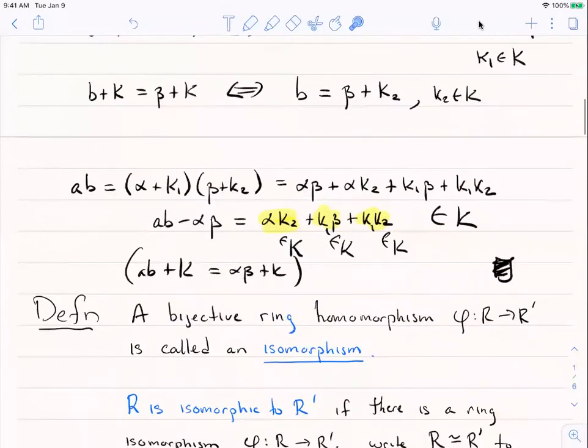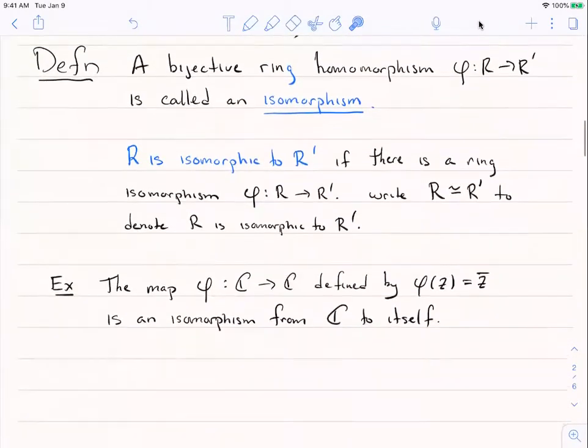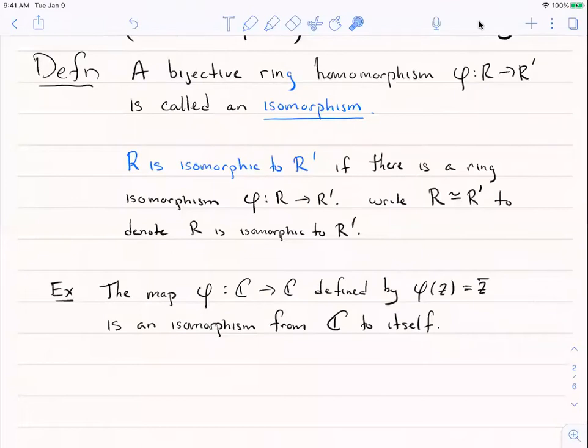Here's a little bit more terminology. It should seem pretty familiar. A bijective ring homomorphism is going to be called an isomorphism, a ring isomorphism. We'll say that R is isomorphic to R prime if there's a ring isomorphism between them, and we'll use the same notation. We'll write R squiggle equals R prime, all right?